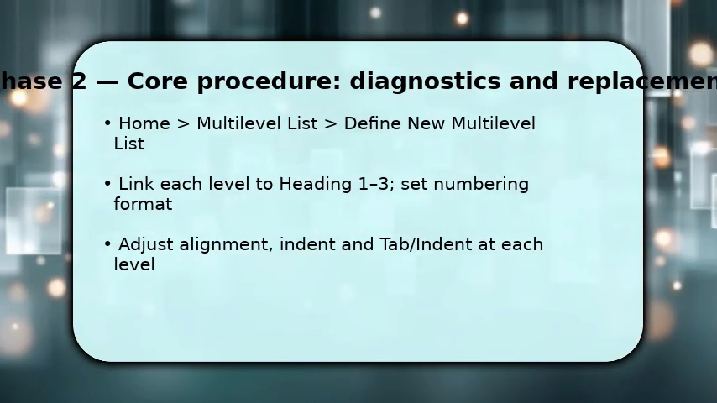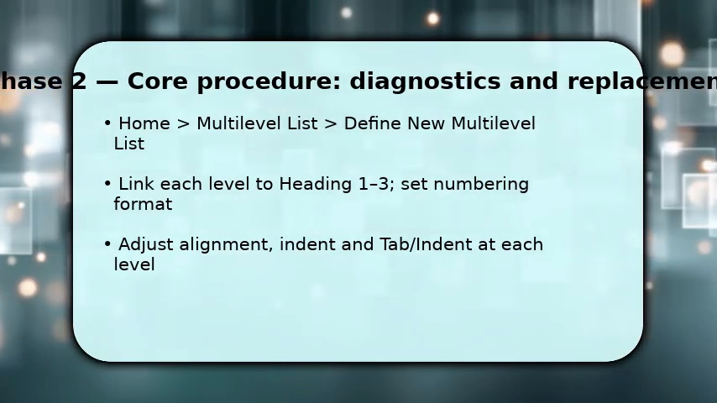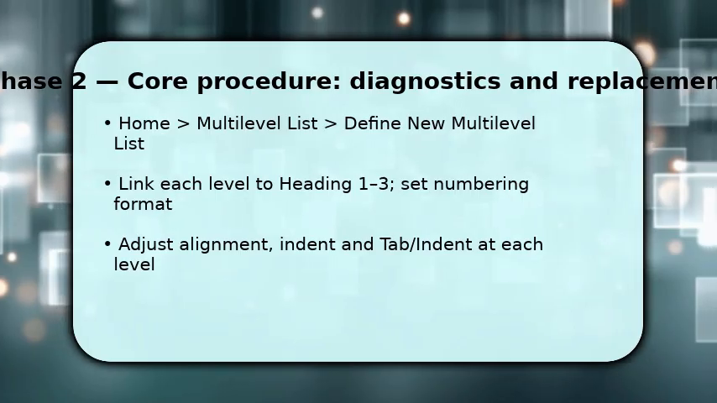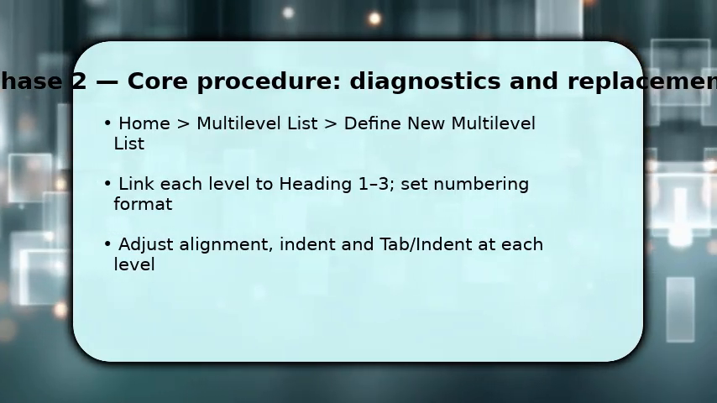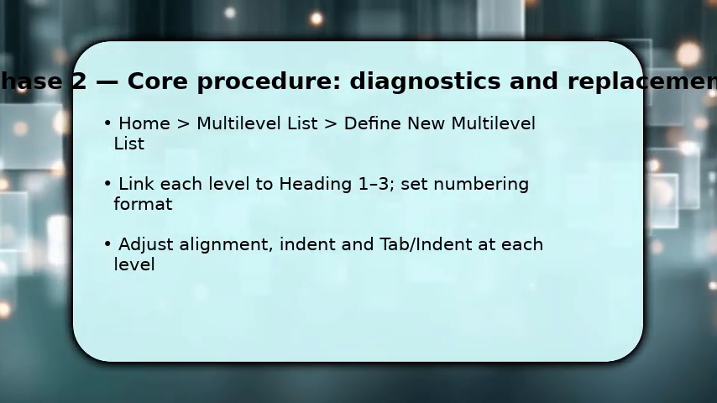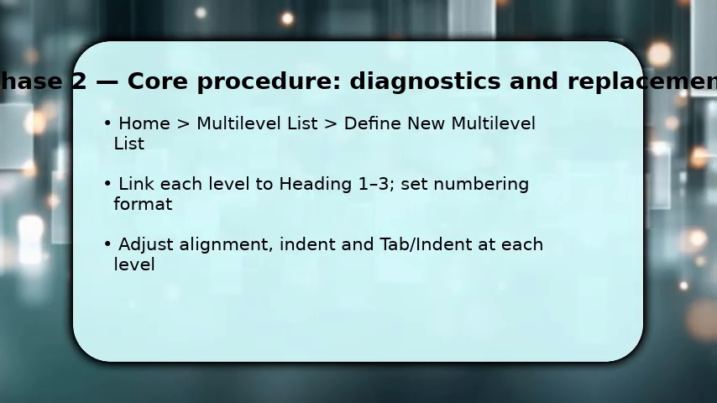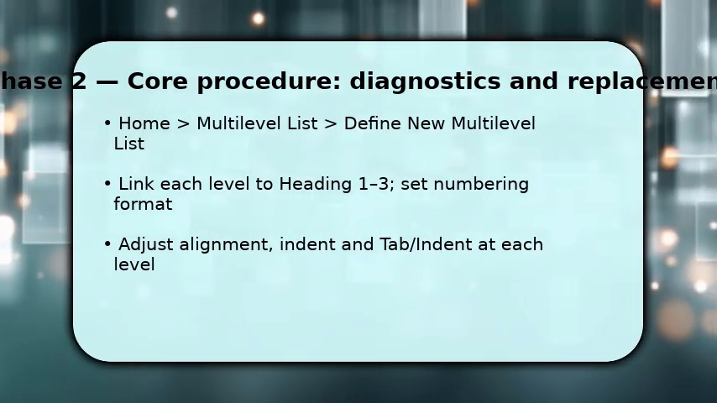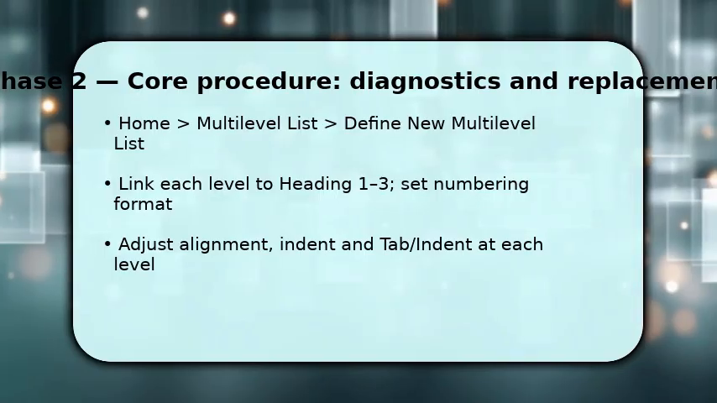Now you create a multi-level list and link it to your heading styles so numbering follows the outline. Go home, choose multi-level list, then define new multi-level list. For level 1, link to heading 1, level 2 to heading 2, and so on. While defining, set numbering format, include level numbers from higher levels, and set correct alignment and indents.